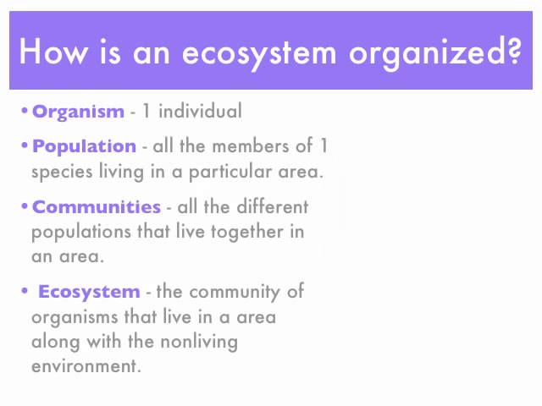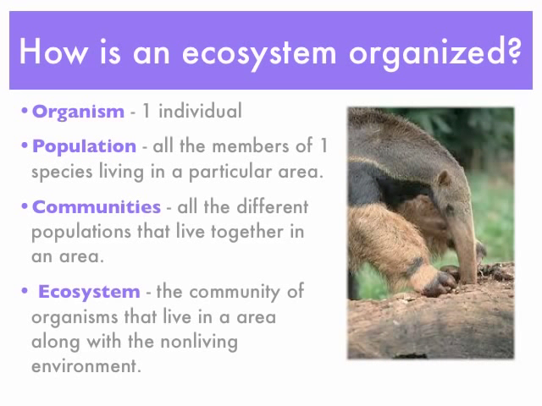When we start looking at all these different populations, say we have the ants and the anteater, and then the tree that the ants are living in, and other vegetation and other animals that are living there, those are going to make up the community of that ecosystem. So those are different populations living together. At the end of it, the ecosystem is going to be all the living parts and all the non-living parts. So those are the biotic and abiotic factors that we just talked about.